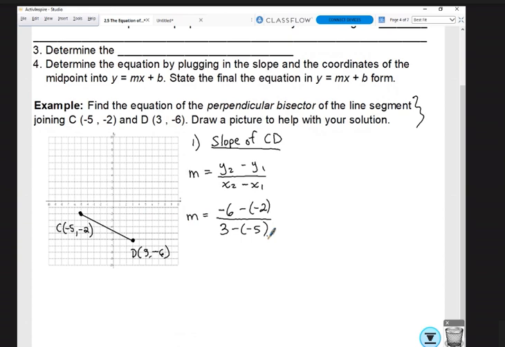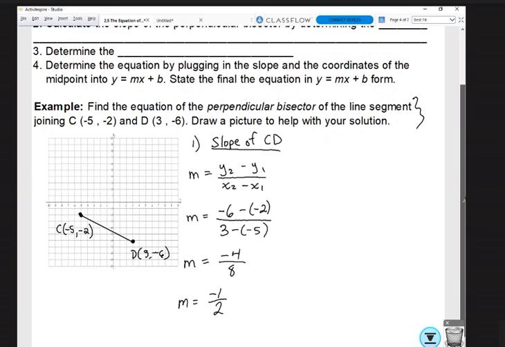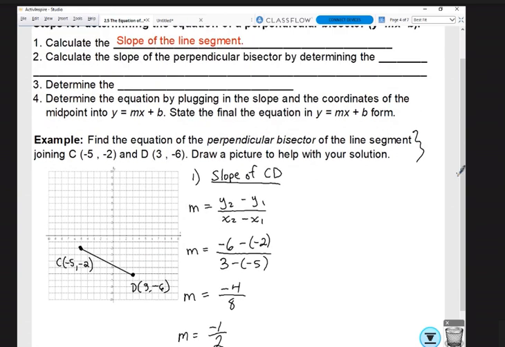Go right to a calculator. Maybe negative 4 over 8, which is negative 1 over 2. Did I mess that up anywhere? Looks good? Okay. So we have the slope of our line segment. It's negative 1/2.